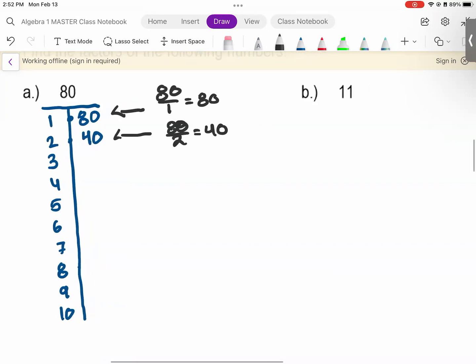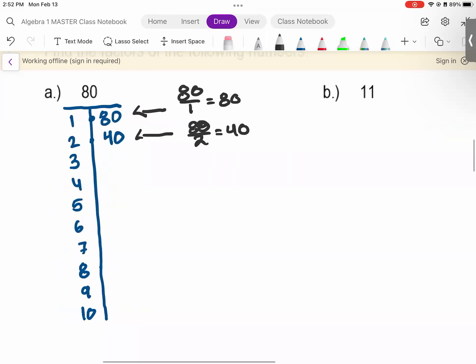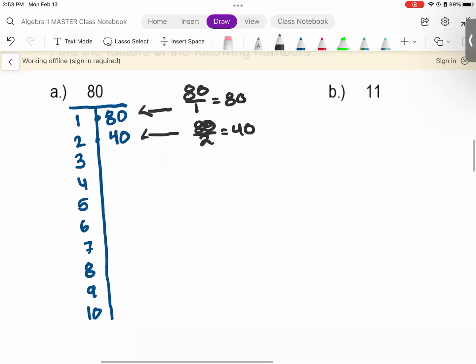So make sure that you go ahead and do this on the calculator. So, por si no me entendieron, lo único que estoy haciendo es agarrar el número 80 y lo estoy dividiendo por cada uno de esos números. 80 dividido entre 1 te sale 80, 80 dividido entre 2, 40, and so on.